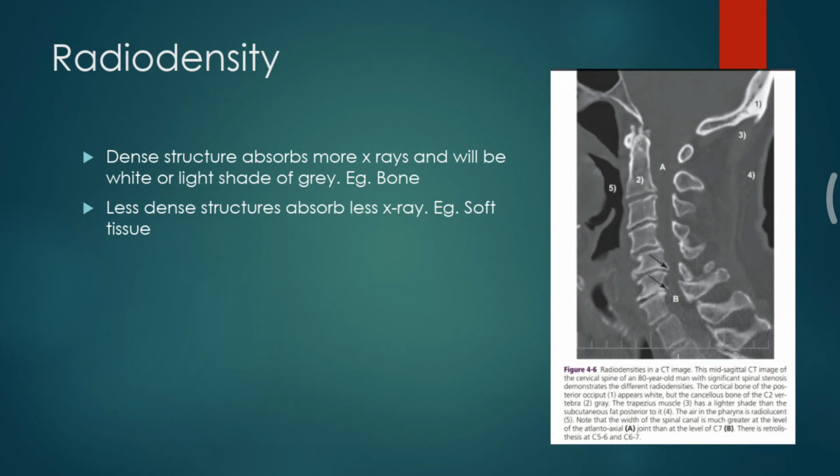So you need to understand from a CT scan, if you are seeing a lighter structure, it is a thicker structure within the body or a denser structure within the body, and if you see a darker one, it means that it is a less dense structure within the body.